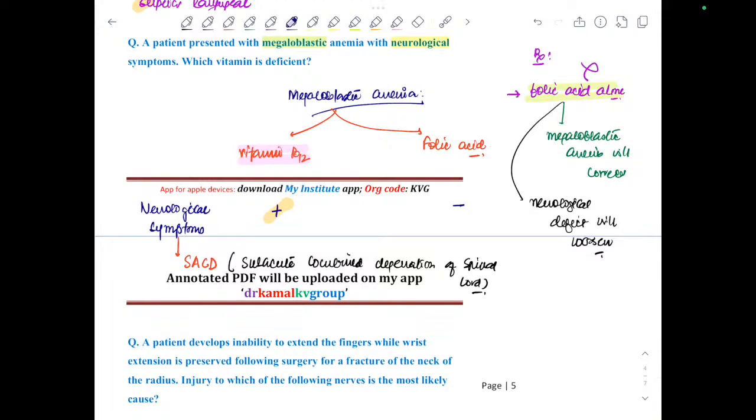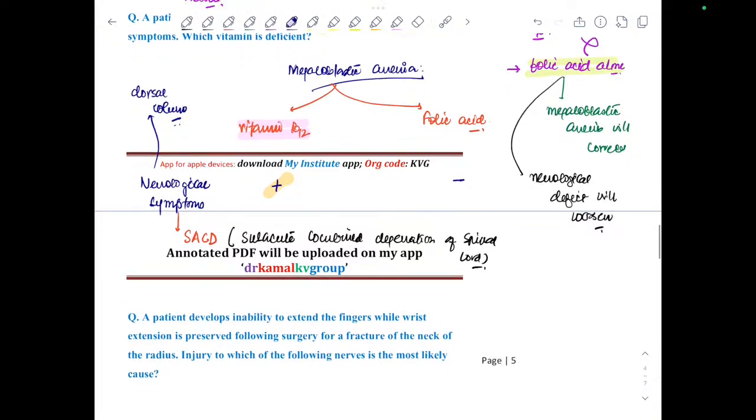Clear? And there is affection of the dorsal column. Clear? Chalo, very good. Chalo, moving forward.